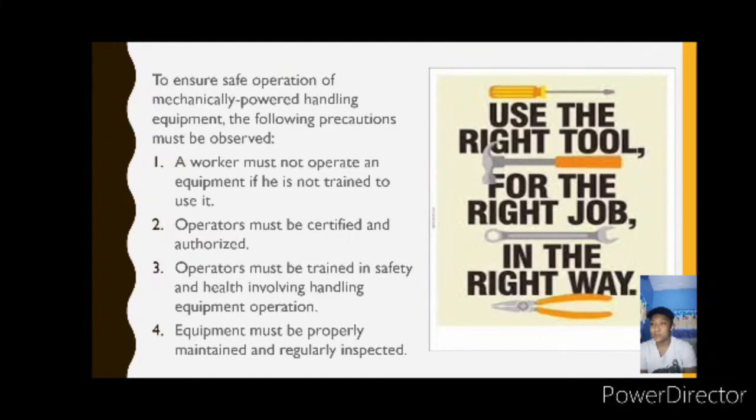Next, to ensure safe operation of mechanically powered handling equipment, the following precautions must be observed. Number 1, a worker must not operate an equipment if he is not trained to use it. Sabi ko kanina, example kapag may malayo tayong pupuntahan at may motor, pero di tayo marunong or wala tayong driver's license, wag na natin gamitin. Kasi baka mapahamak pa tayo para na din sa ating kaligtasan.